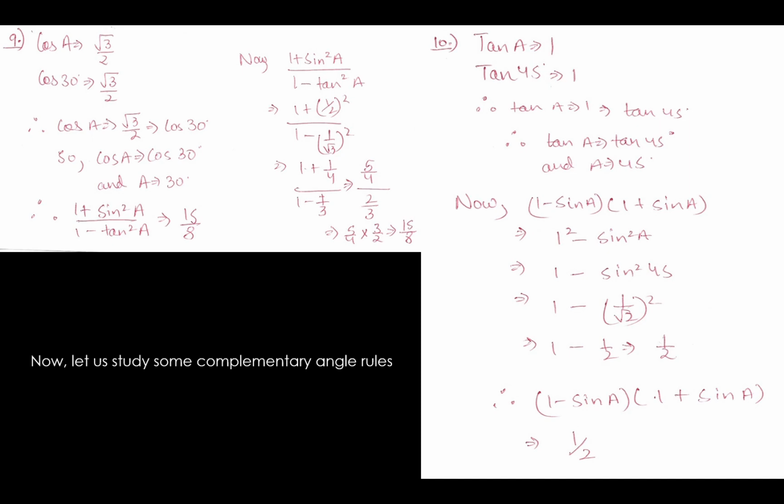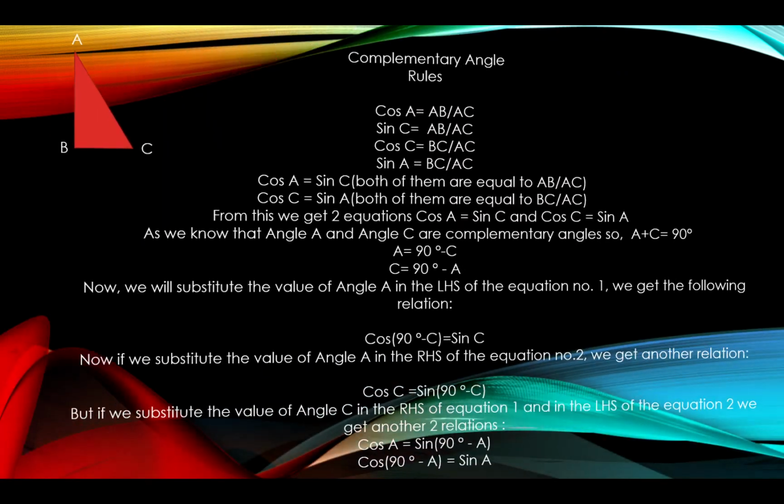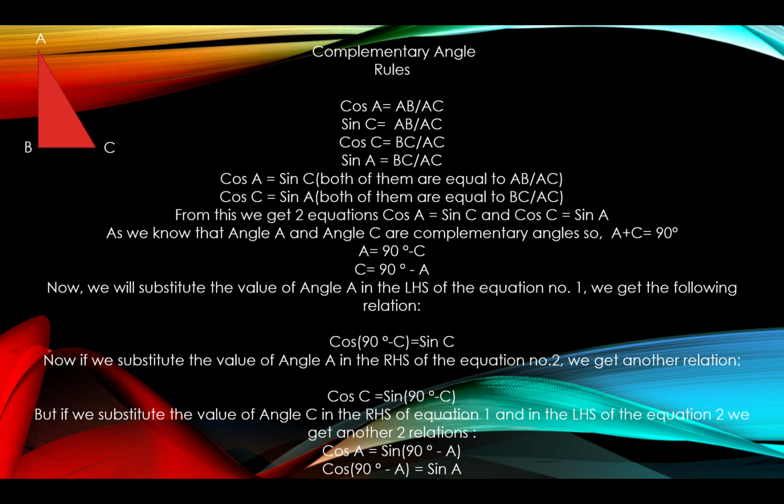Now let us study some complementary angle rules. As you can see on the left hand side, I've given you an image of a right angled triangle. In that, cos A is equal to AB by AC, sin C is equal to AB by AC, cos C is equal to BC by AC, and sin A is equal to BC by AC.